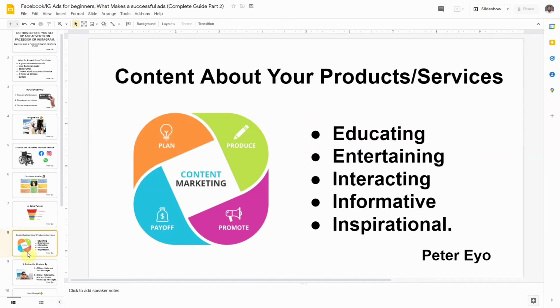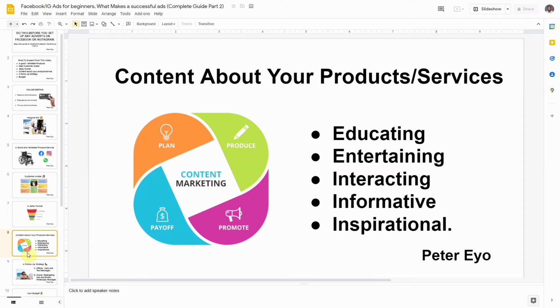The next thing you are going to look at is content about your product and services. If you are building a brand, one of the tools you can use to constantly promote your product and services is content marketing. There's no way you can do without it. You need to constantly put content surrounding your product and services. There's an exception to this. If you're just buying and selling products, if you're not building a brand, you might not want to do this.